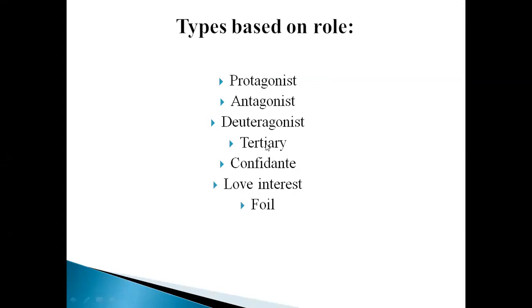And who is the antagonist of King Oedipus? Who can say? Who opposed King Oedipus in the play? Sir, Tiresias? Yes, Tiresias. Tiresias is definitely the antagonist because frequently he talks against him. Okay.